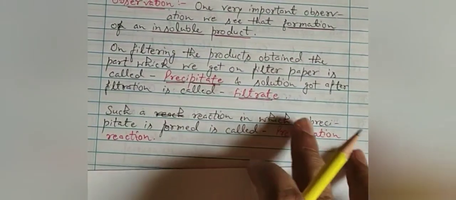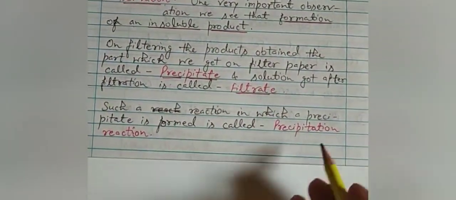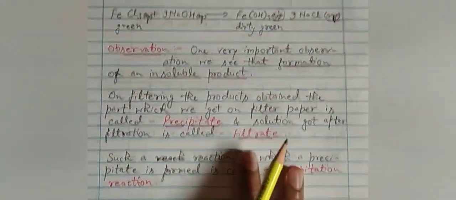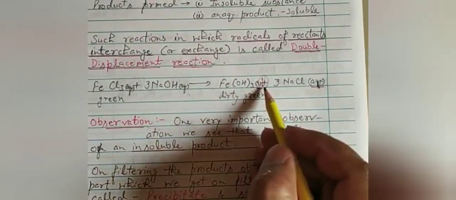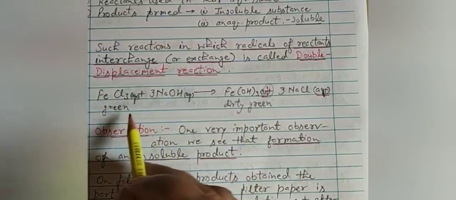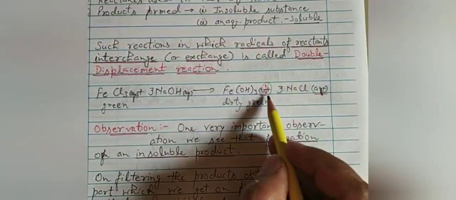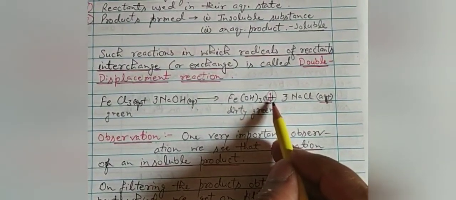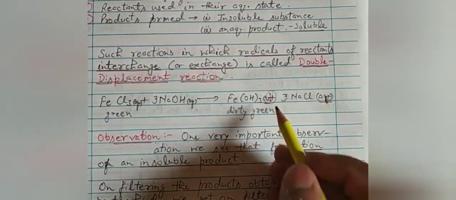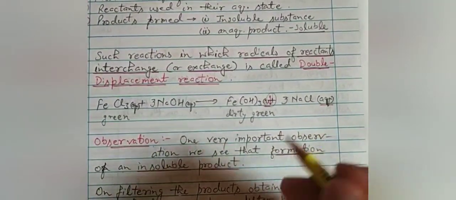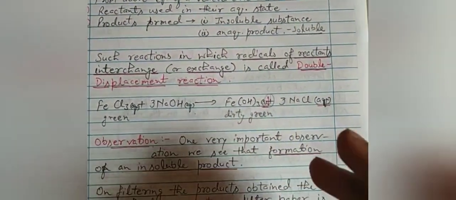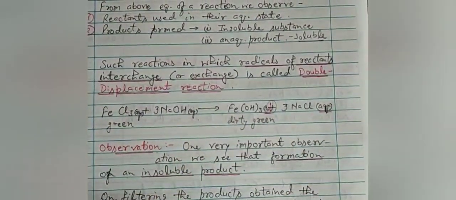So such a reaction in which a precipitate is formed is called a precipitation reaction, meaning the reaction in which a solid is forming from the aqueous solutions of reactants. In products we get an insoluble part, that is called precipitate, and it is represented by a downward arrow. Like we have studied, the gases are shown by an upward arrow. The precipitate is represented by a downward arrow.